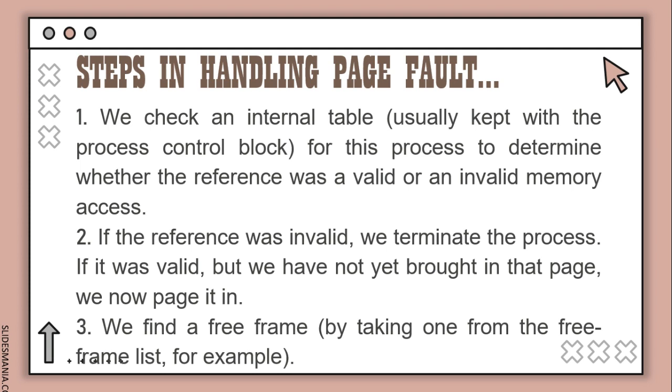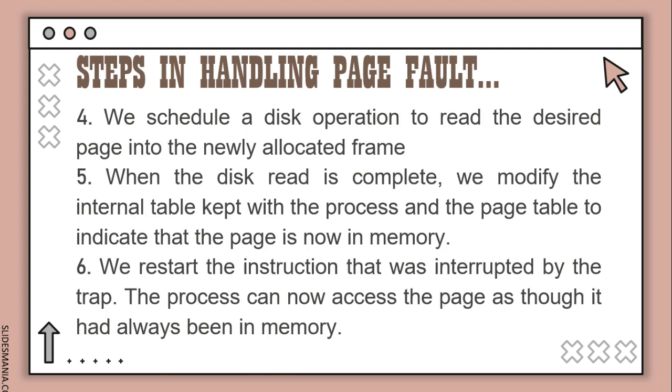Third, we find a free frame by taking one from the free-frame list. Fourth, we schedule a disk operation to read the desired page into the newly allocated frame. Fifth, when the disk read is complete, we modify the internal table kept with the process and the page table to indicate the page is now in memory. Sixth, we restart the instruction that was interrupted by the trap. The process can now access the page as though it had always been in memory.